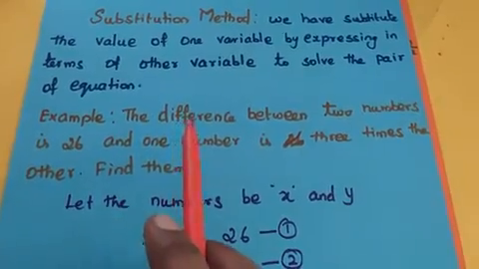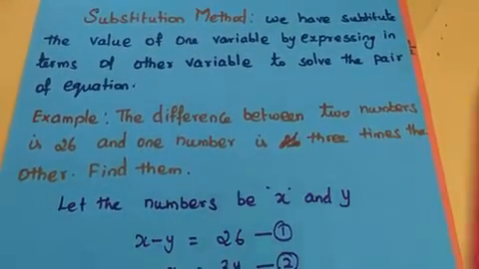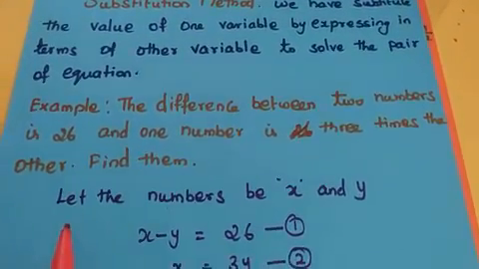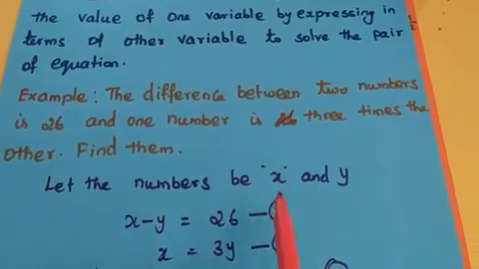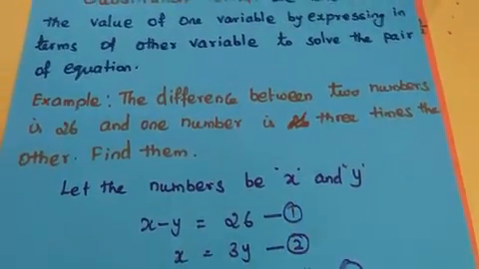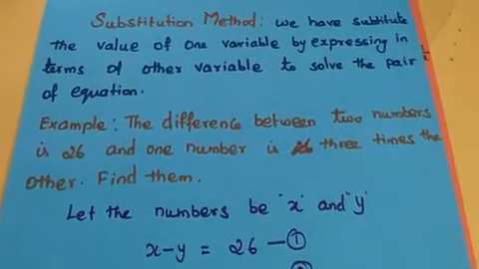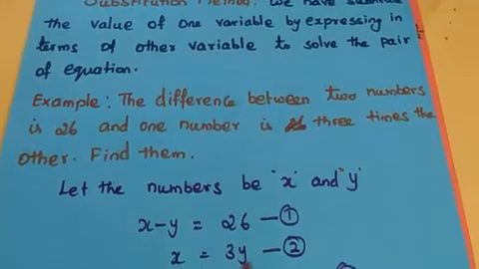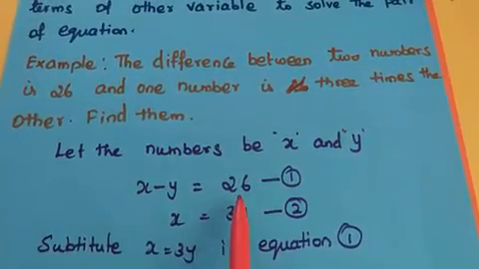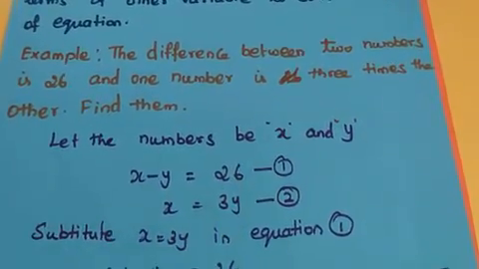Using the first condition, we will form equation 1. Right? The difference between two numbers. So we have to assume two numbers. We don't know the numbers, so let the numbers be x and y. What they said, the difference between two numbers. Difference means we have to subtract the numbers. If we subtract the two numbers, we will get the answer as 26. So x minus y equals 26.